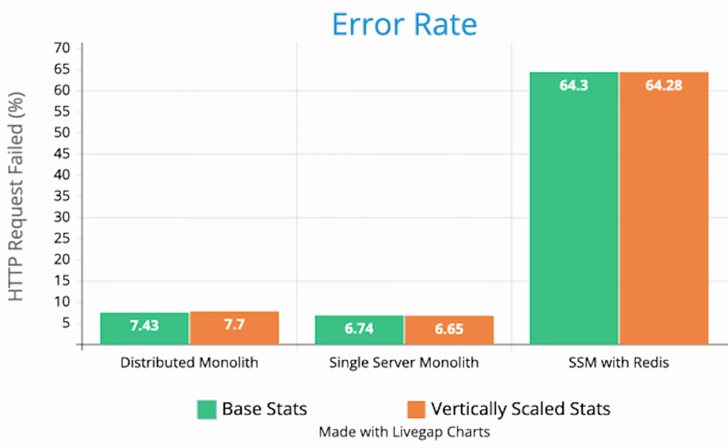Regarding the error rate, it remained relatively consistent across different architectures and scaling configurations. The single server monolith with Redis exhibited the highest error rate, and this is likely due to the significantly higher request load per second compared to the other architectures. Overall, the introduction of Redis caching improved the application's performance, resulting in lower response times and higher throughput. The distributed monolith architecture faced challenges in achieving optimal response times and throughput compared to the single server monolith.